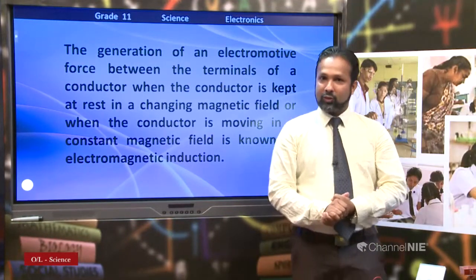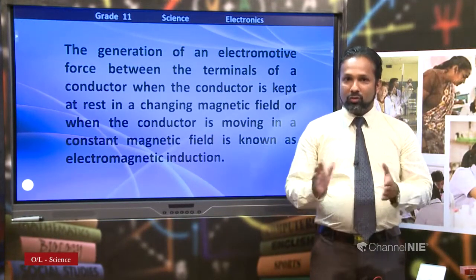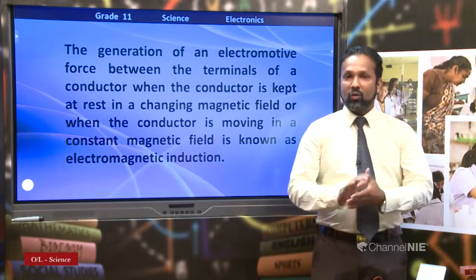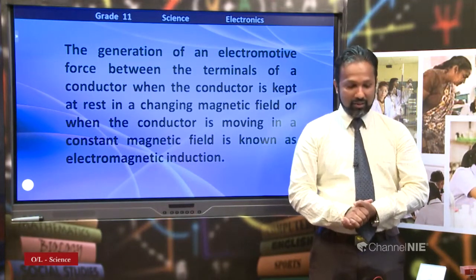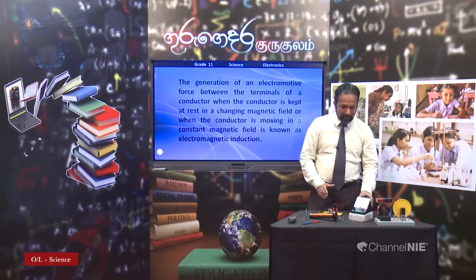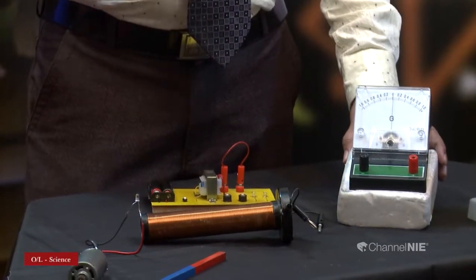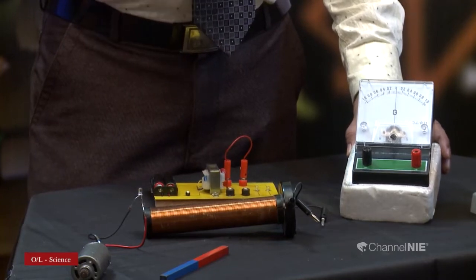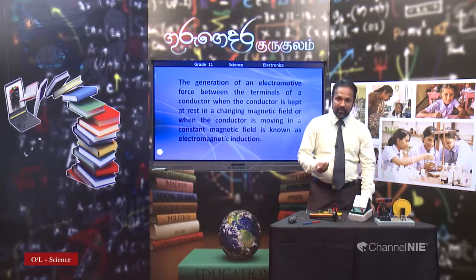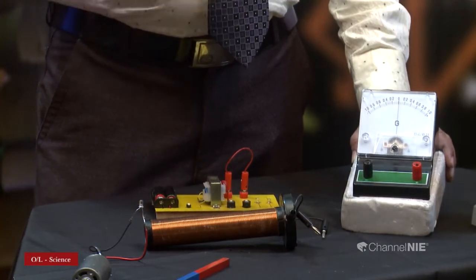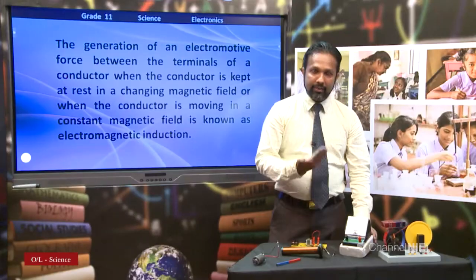To understand electromagnetic induction, I am going to do a simple activity. So let's engage in this activity and find out what electromagnetic induction is. I am using a center zero galvanometer. You have seen this one. We use a center zero galvanometer to find a small amount of current as well as the direction of flow of current, because zero is at the center. If the galvanometer indicator deflects to either side, we can say current is passing in that direction.